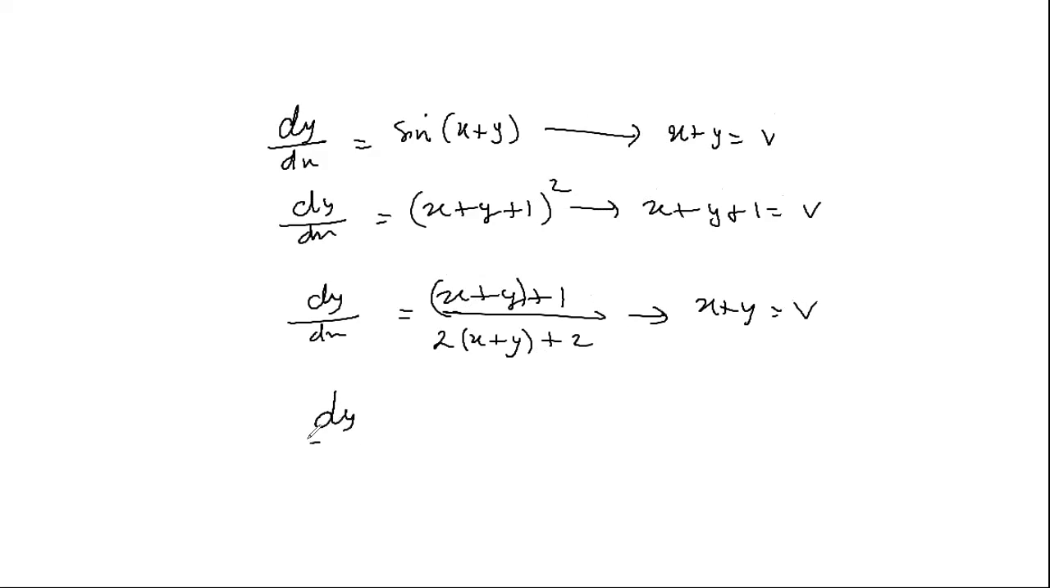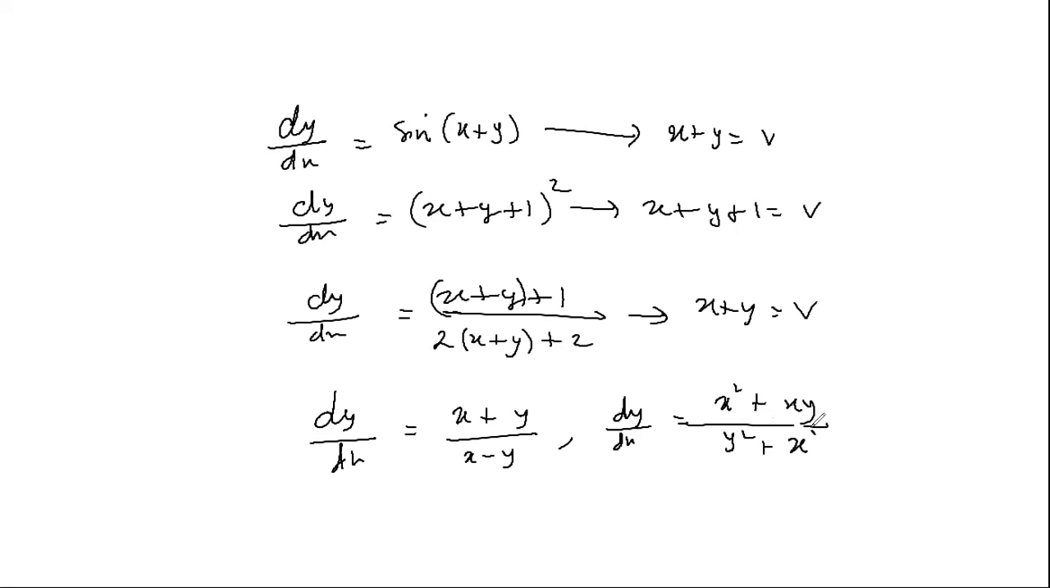After that, we learned this type of problem: dy by dx equal to (x plus y) upon (x minus y), or dy by dx equal to (x square plus xy) upon (y square plus x square). Can you tell me what is the speciality of this type of problem? It is a homogeneous differential equation. Everywhere the degree is the same. Power of x is 1, power of y is 1. Degree is 2 everywhere. So here the substitution is directly told to you: y is equal to vx.